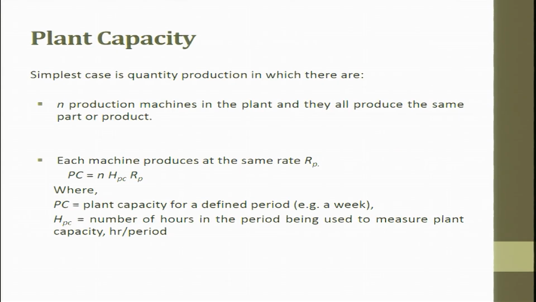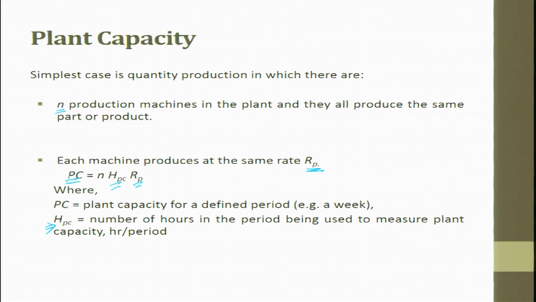The simplest case for calculating the plant capacity is quantity production, in which there are n production machines in a plant and they all produce the same part or product. Each machine produces at a rate of Rp. So, the plant capacity PC is n × HPC × Rp. What is HPC? It is the number of hours in the period used to measure the plant capacity, which is nothing but hours per period, HPC.